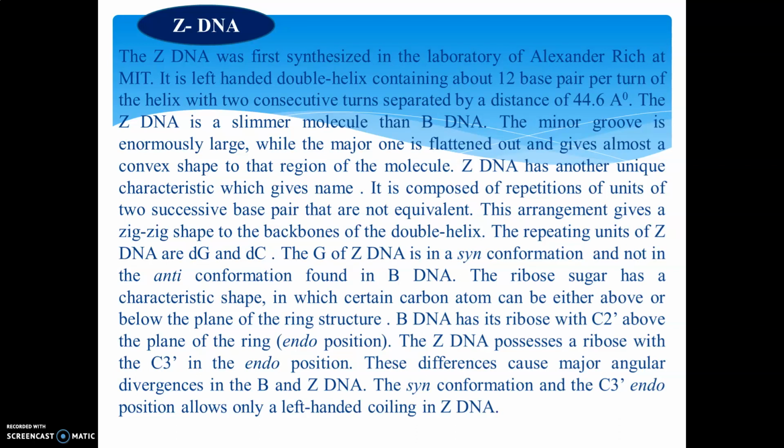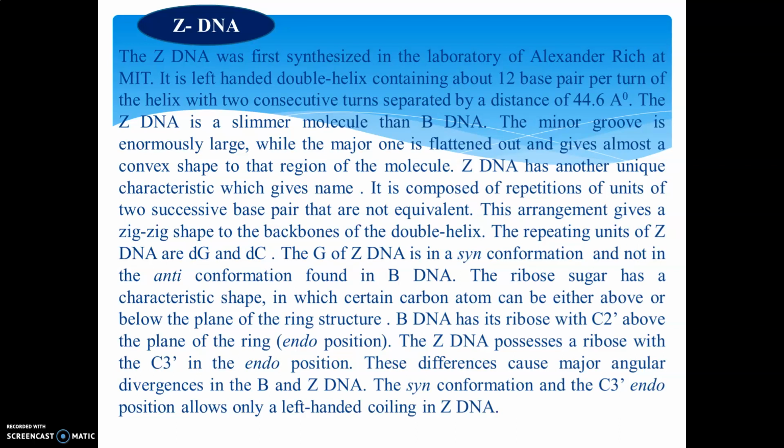The Z DNA is a slimmer molecule than B DNA. The minor groove is enormously large, while the major groove is flattened out and gives an almost convex shape to that region of the molecule. Z DNA has another unique characteristic which gives it its name. It is composed of repetition of a unit of two successive base pairs that are not equivalent. This arrangement gives a zigzag shape to the backbone of the double helix.